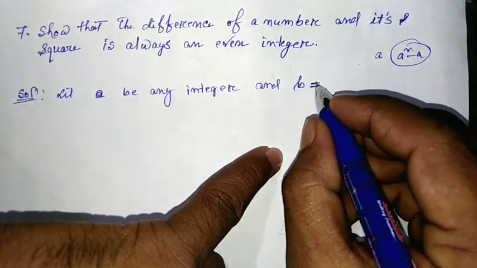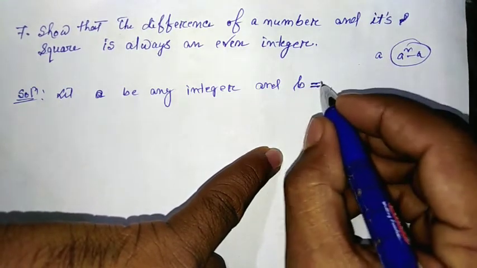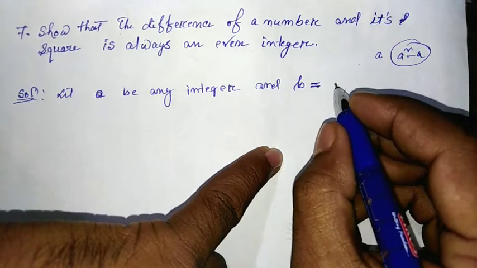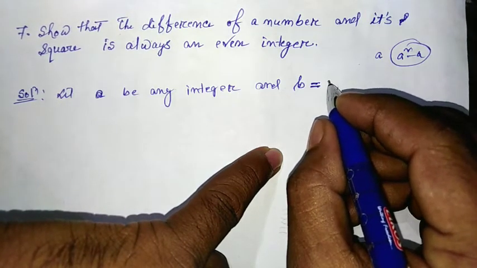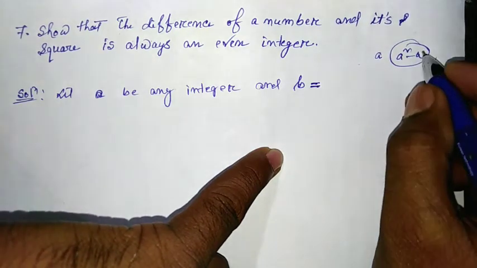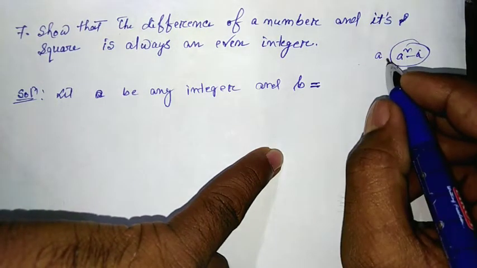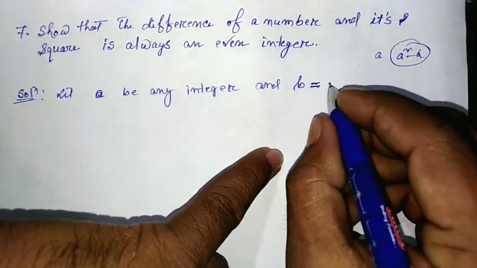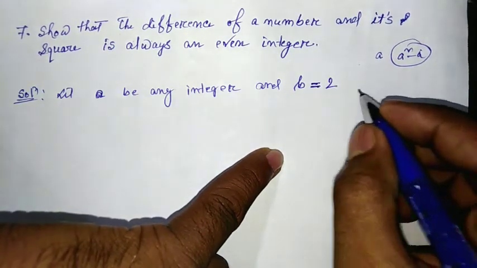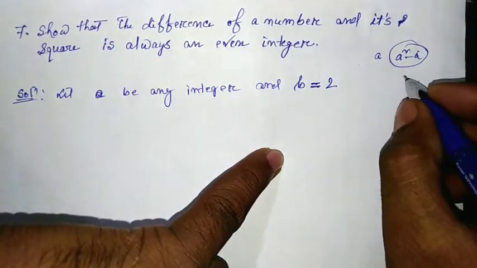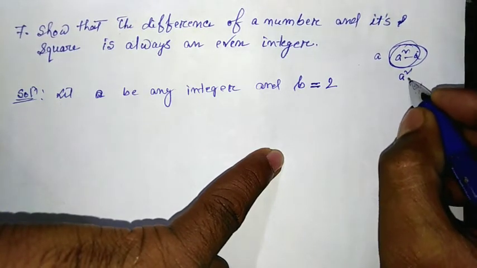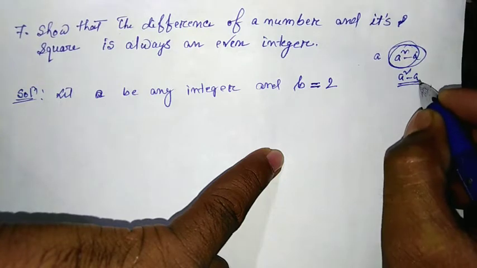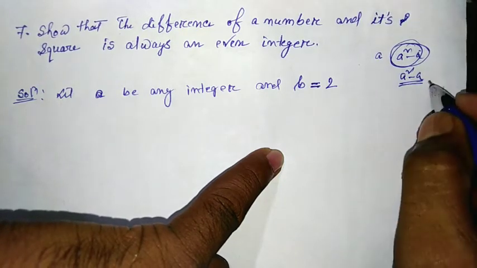We have to consider a number b as a multiple of 2, or directly 2. So it will be easy for us to show that the difference of a number and its square is always an even integer. So take b as 2. Why am I considering 2? Because we have to prove the expression a square minus a is an even integer.